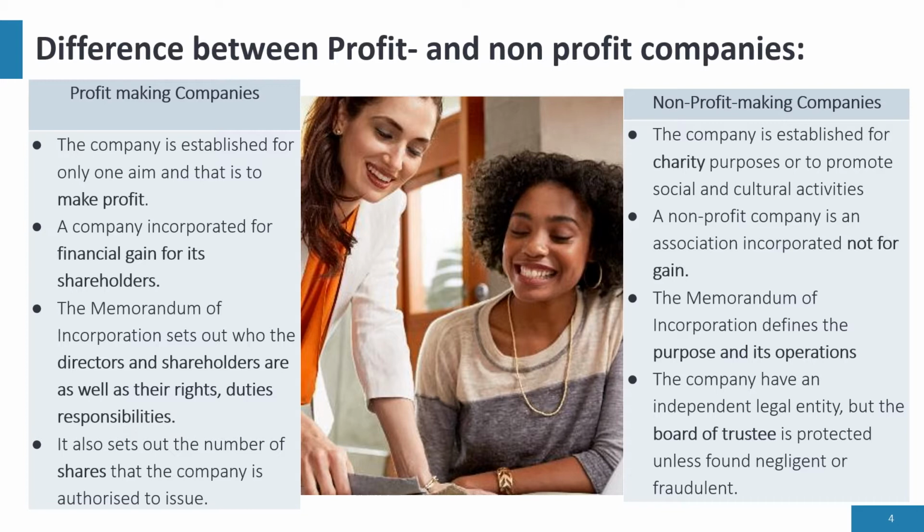In a profit-making company, the memorandum of incorporation sets out who the directors and shareholders will be, as well as their rights, their duties, and their responsibilities, whereas a non-profit company only states in the memorandum of incorporation what the purpose of the company is and its operations. A profit-making company also sets out the number of shares that the company is authorized to issue, whereas in a non-profit company, the company is an independent legal entity, but the board of trustees is protected unless found negligent or fraudulent.